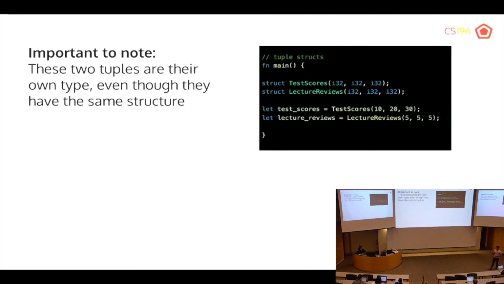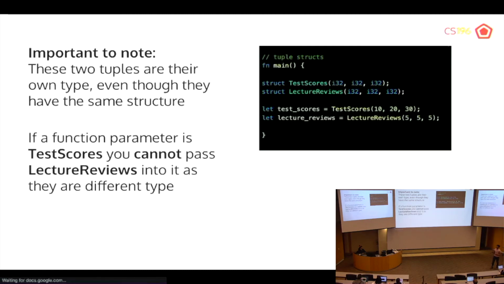And although these two tuples look the same, they're both their own individual type. This is important because if you have a function and the parameter wants test scores, you cannot pass a lecture review to it because they're different types. Even though they look exactly the same and have similar functionality, they are different types just because of the way we've declared them.